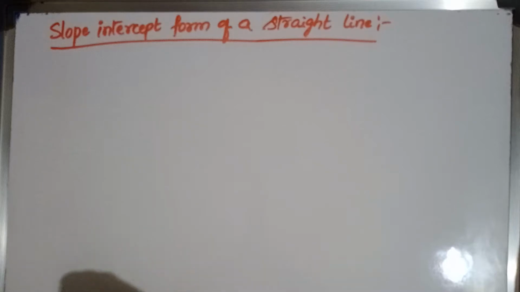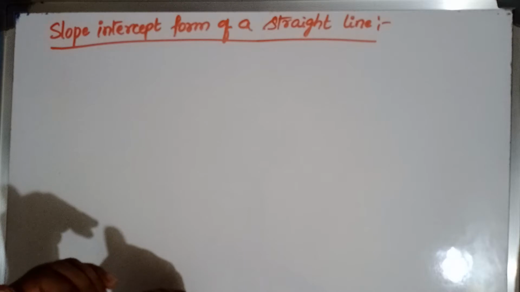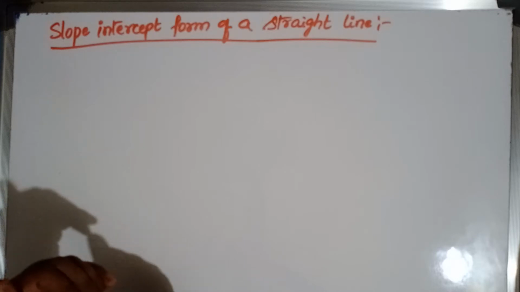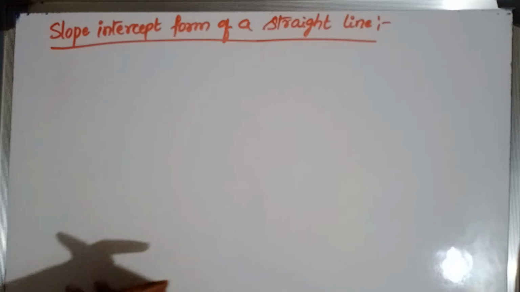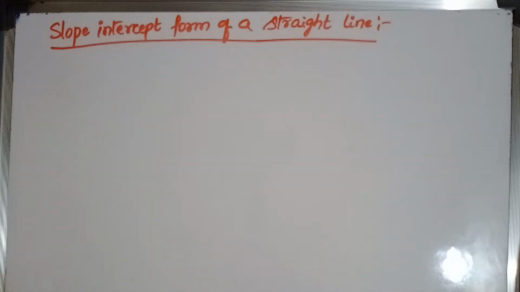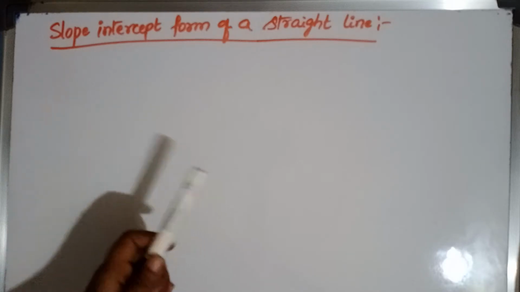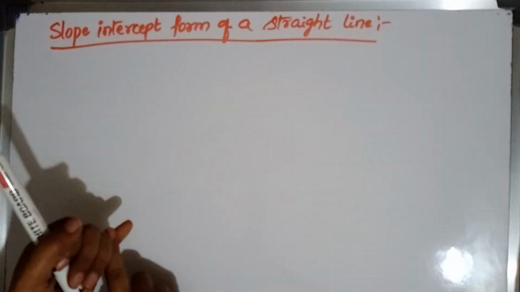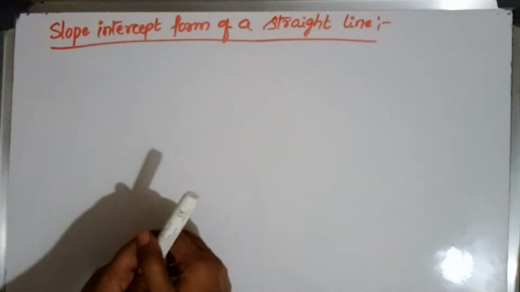Welcome back, dear students. In this video, we are going to derive the equation of a straight line in slope-intercept form. The name itself suggests that in this form we will have the slope of the line and the intercept of the line. We know what intercepts of a line are.